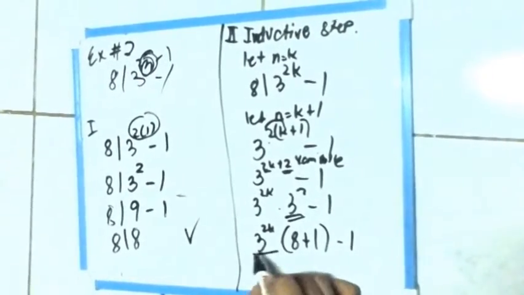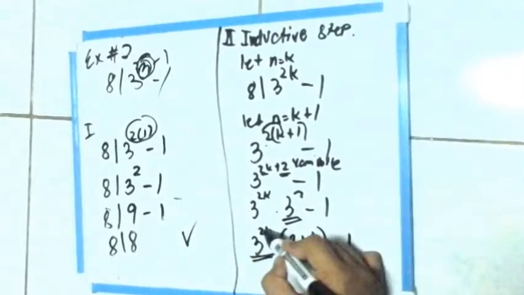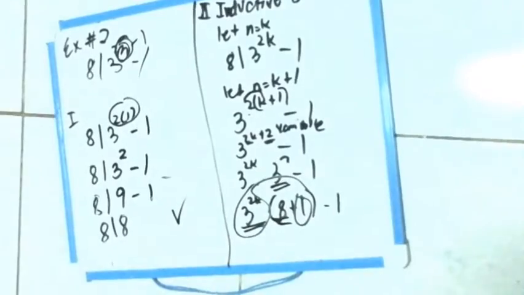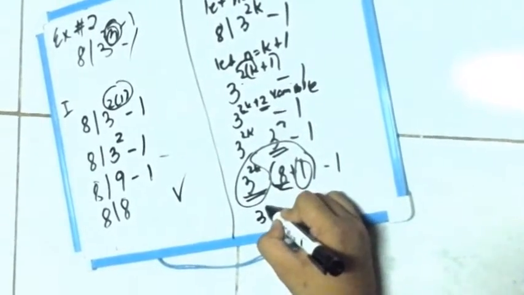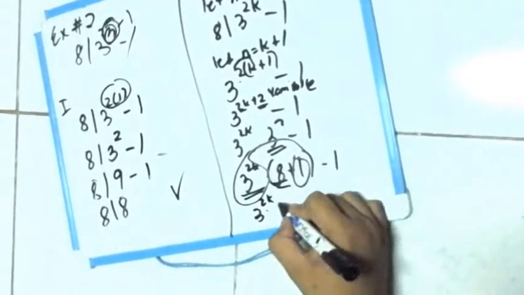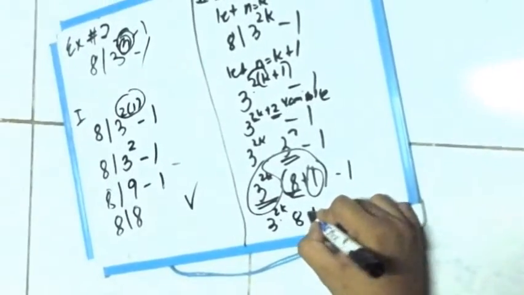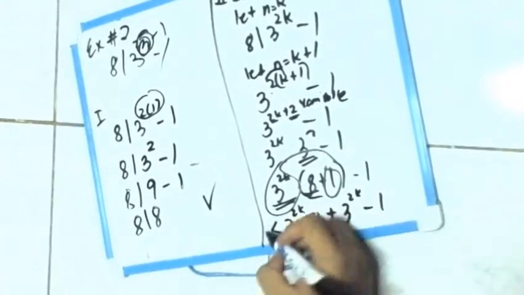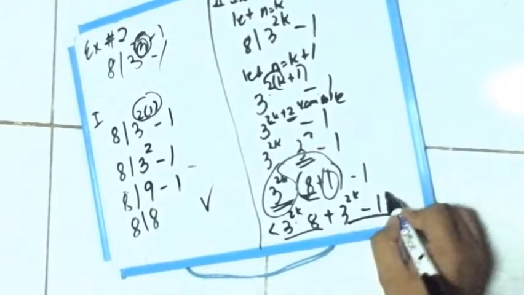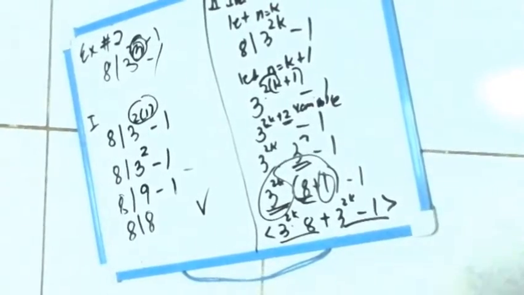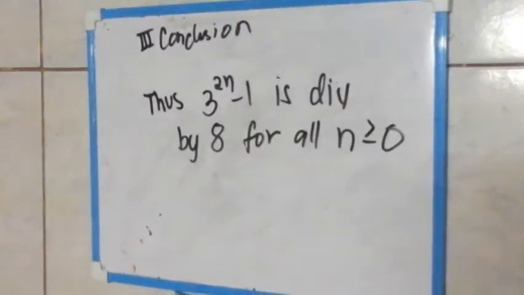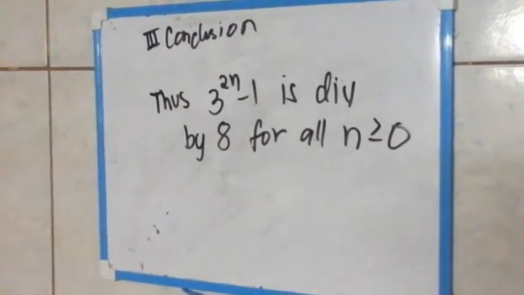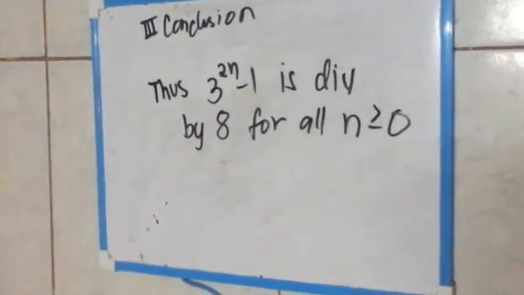Then multiply 3 raised to 2k to 1, not to 8. So our answer will be 3 raised to 2k times 8 plus 3 raised to 2k minus 1. So this one is divisible by 8 and this one is divisible by 8. So let's proceed to the conclusion. Our conclusion will be: thus, 3 raised to 2n minus 1 is divisible by 8 for all n greater than or equal to 0.